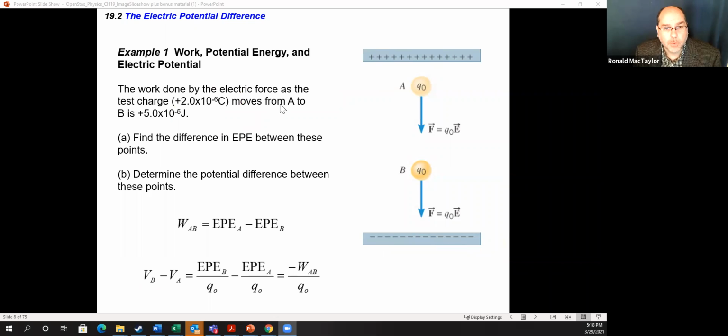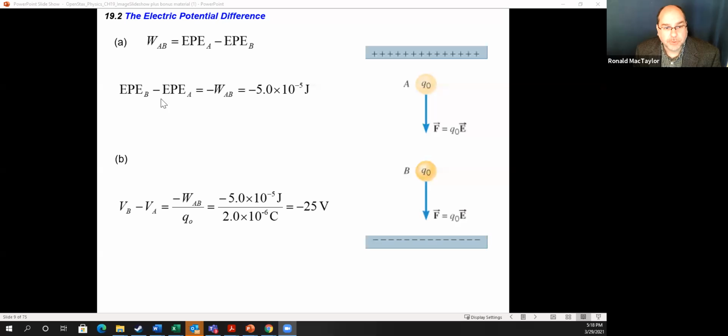We wanted to go from A to B. A is high potential, B is low potential. So it's always final minus initial. So the final electric potential energy is lower than the initial. So it's -5 times 10 to the 5th joules change in electric potential energy, and then -5 times 10 to the -5th divided by 2.